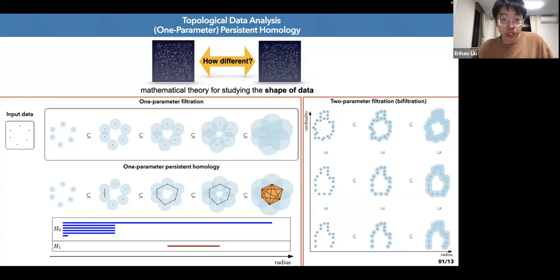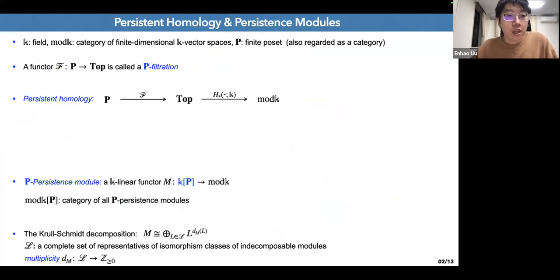As you can see, the one-parameter filtration is indexed by a totally ordered poset. Now we will formalize it on the next page. So now I'll introduce persistent homology and persistent modules from the perspective of representation theory. In this talk, we always fix a field K, and we use small mod K to denote the category of finite dimensional K-vector spaces. We always use boldface P to denote a finite poset. Also, a finite poset can be naturally regarded as a category.